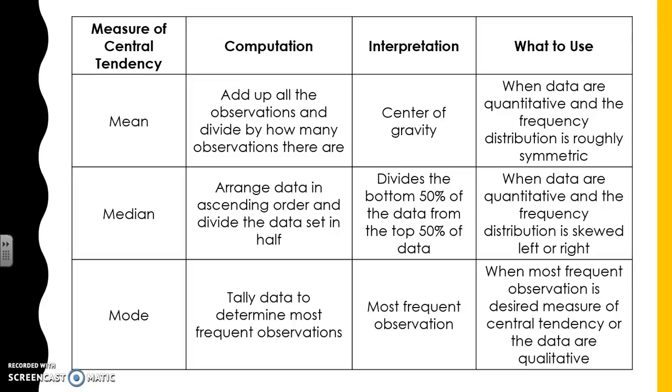That sums up the 3 different measures of central tendency, how we compute them, their interpretation, and when to use them. We want to use the mean when our data is symmetric. We want to use median when our data is skewed, and mode when we're looking at data that is qualitative, or for some reason the data value that occurs the most is the desired measure. So I think that sums up 3.3.